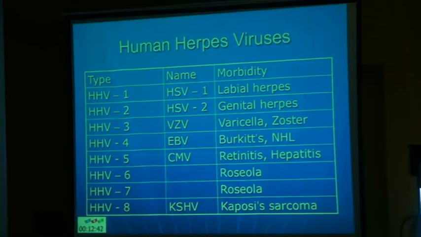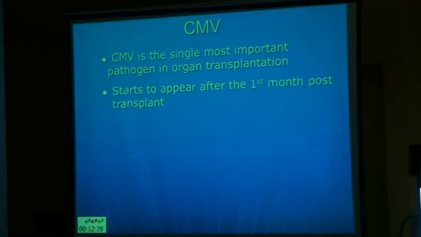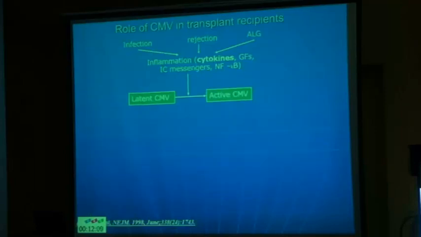So speaking of viral infections, of course you all know the human herpes viruses family, famous family, and we'll start with the cytomegalovirus because it is the single most important pathogen in organ transplantation. It usually starts to appear after the first month post-transplant, and when the donor is positive, you have a risk of infection of 50 to 75%. When the recipient is positive, whether or not the donor is positive, the risk of infection is 25 to 40%, and when both are negative, the risk of infection is less than 50%.